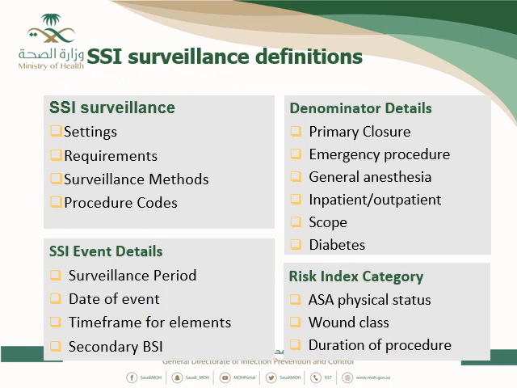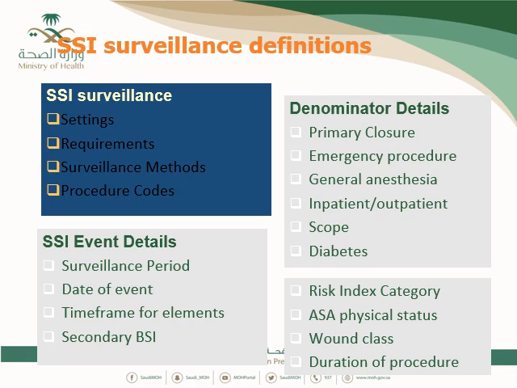This slide shows the SSI surveillance definition that we will talk about in the next slide, and they are arranged in four big groups, including the SSI surveillance, the SSI event details, the denominator details, and the risk index category, including three items: ASA score, wound class, duration of the procedure.